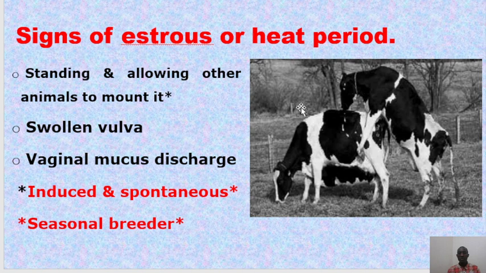We have some animals which are induced breeders, and you have the spontaneous breeders. Induced breeders, their heat depends on some seasons, either short daylight or long daylight. For example, we have camels, rabbits, and cats. Those fall under induced. While for spontaneous, the estrous cycle occurs spontaneously, for example in cows. Then you have seasonal breeders, for example sheep. Sheep are seasonal breeders.